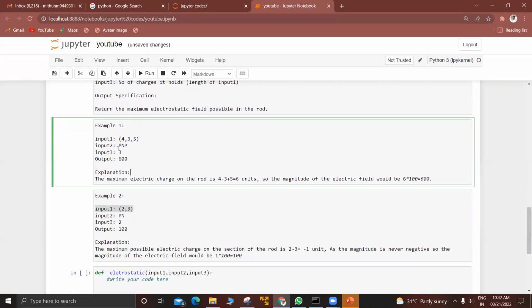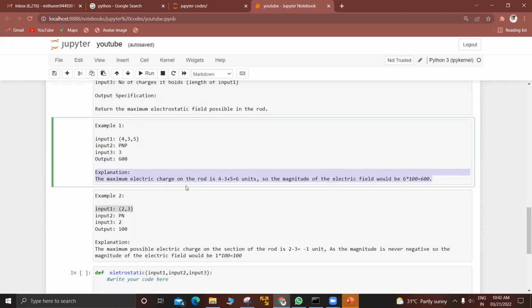Input one is of integer array 3, 4, 3, 5. Input 2 is of string P N P. P means positive charge, N means negative charge. Input 3 will indicate the length of input 2 as well as length of input 1. Length of input 2 is 3, length of input 1 is 3. That means input 3 they have given. Output will be 600. How this 600 will be calculated, they have explained here.